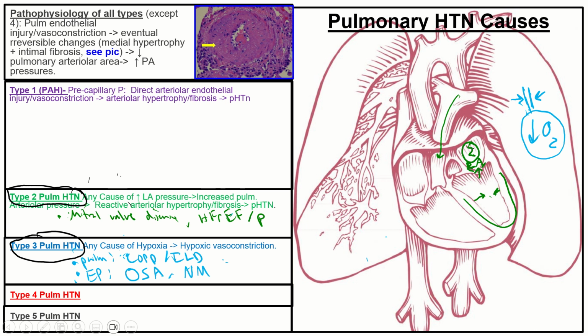Do they have COPD and they want 4 liters? Do they have heart failure with reduced EF? And they have a really, really low ejection fraction, huge left atrial dilation, and pulmonary hypertension. You can kind of say that the pulmonary hypertension is secondary to that.